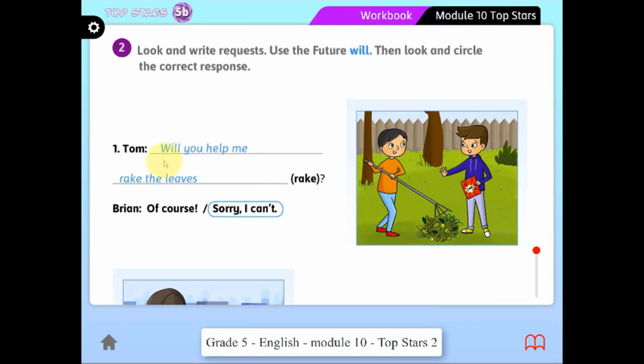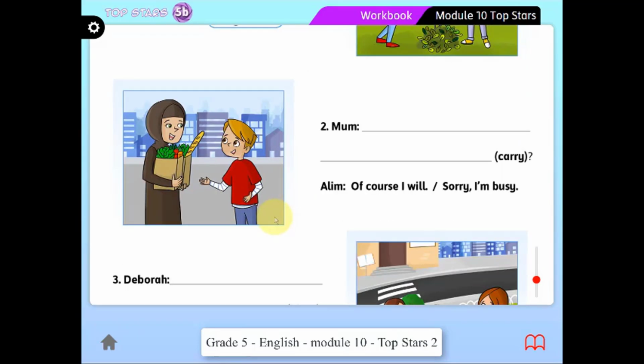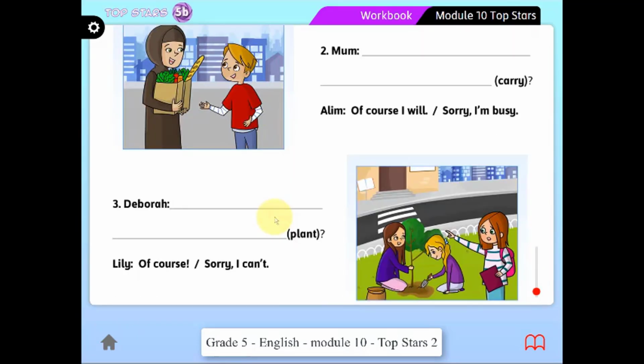The first one is answered. Let's read it. Tom asks, will you help me rake the leaves? Here he makes a request using the verb rake, which means collect the leaves, as you see in the picture here. And by looking at the other person, he looks like he doesn't want to help. That's why the answer is sorry, I can't. Now pause the video and try to complete the other 2 dialogues.